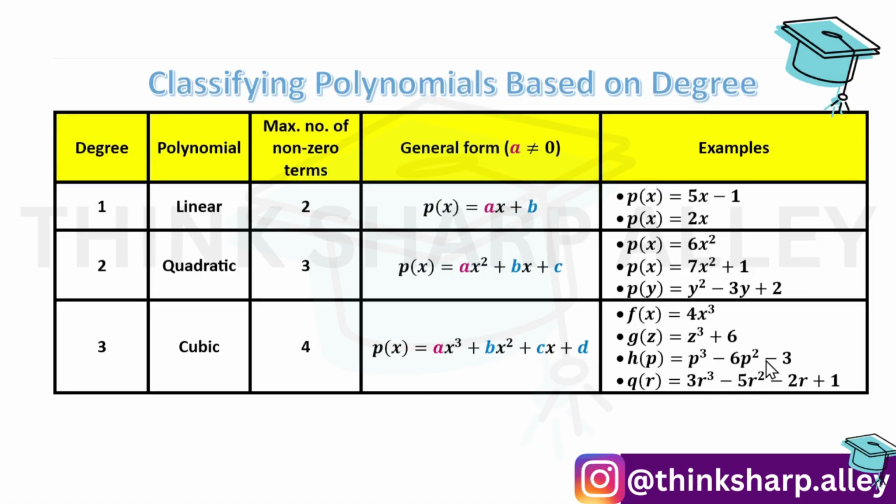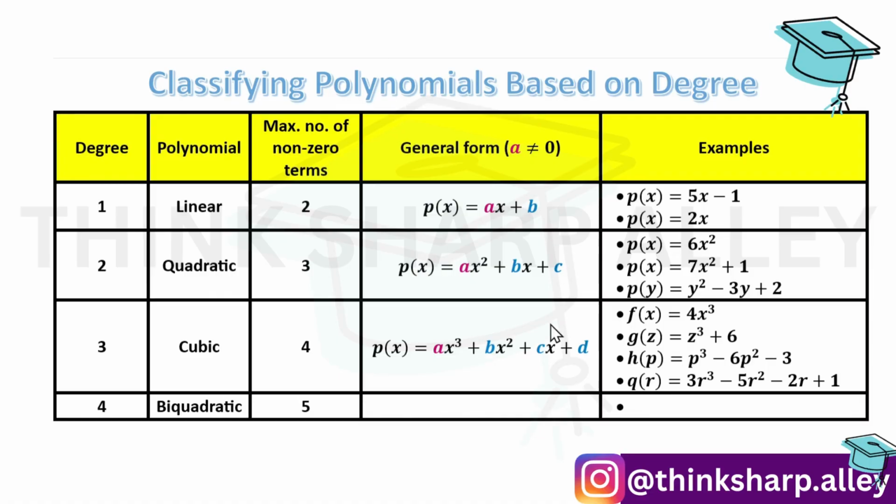So based on number of terms also, you can classify polynomials. So if I need a cubic binomial, I can put either b, c, or d as 0. Like in this example, I have taken b and c as 0. So I'm left with z cubed plus 6. You can have 2x squared plus 3x cubed as a cubic binomial. Any of these b, c, d can be 0, but not a. And like this way we can continue.